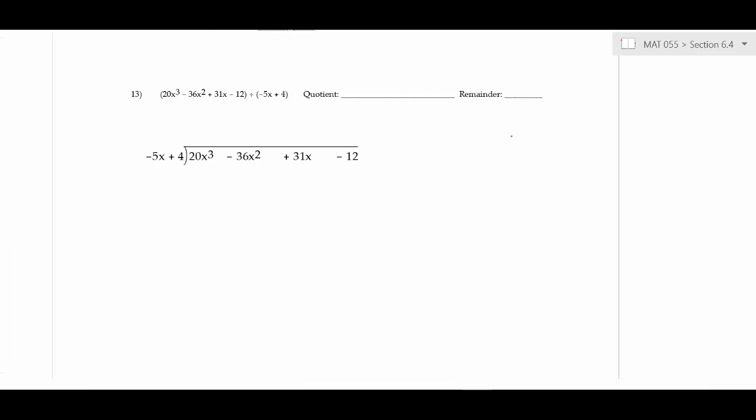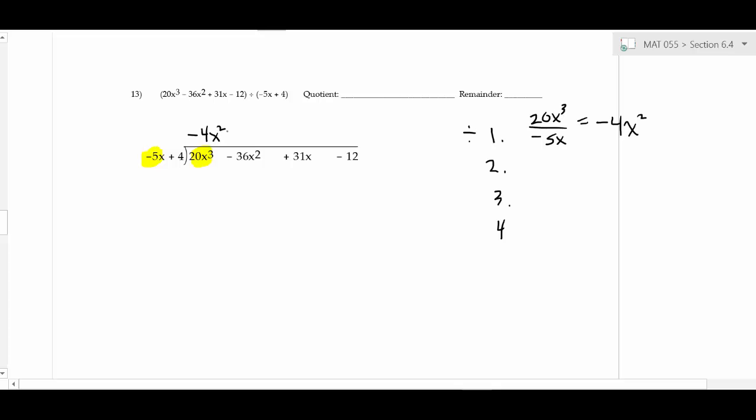All right, step one. We're going to do the 3 steps like this. First step is division. Now, when you do division, look at the first term under the symbol and the first term out of the symbol, and just those 2 things. So we're going to do 20x to the third divided by negative 5x. What is the result of that? Good. Negative 4x to the second. So that's going to go there. Okay, that's step 1.